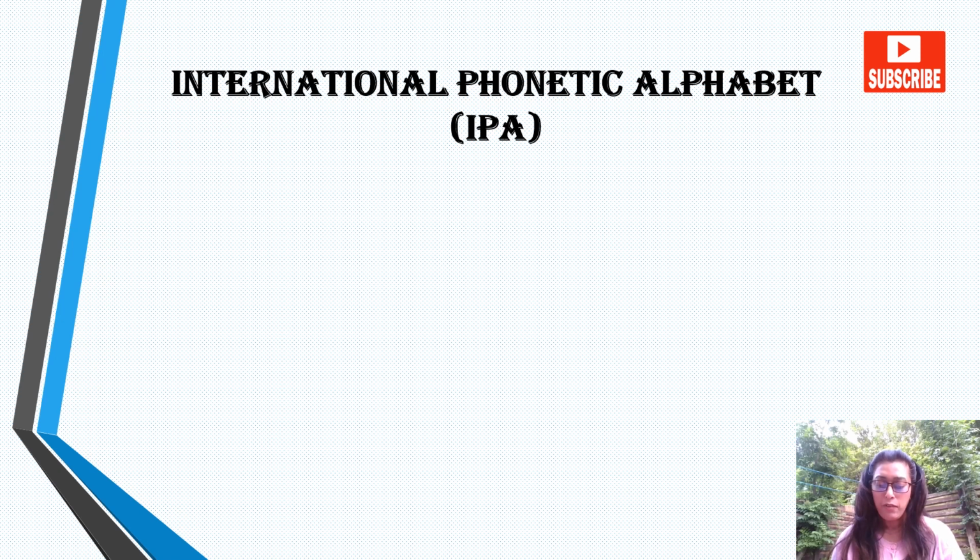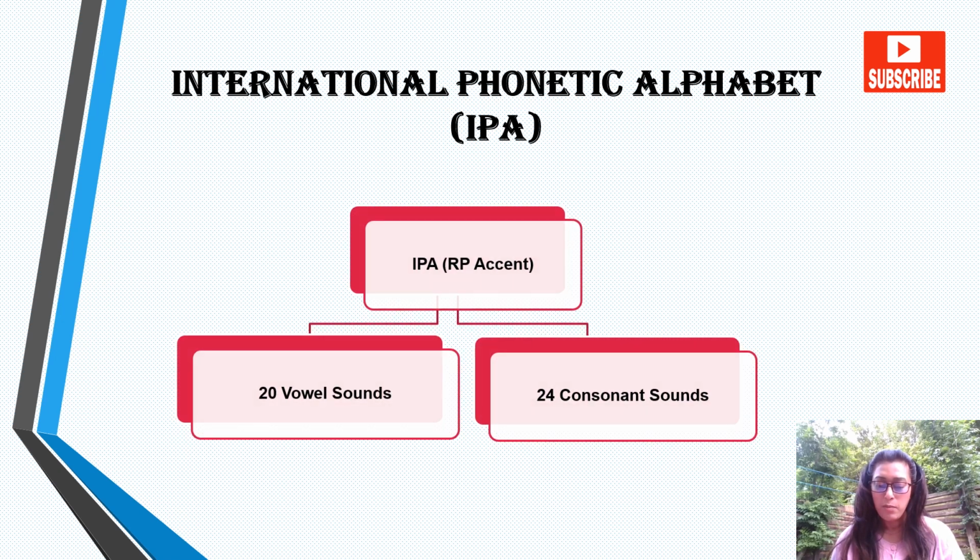The International Phonetic Alphabet is an alphabetic system of phonetic notation. It was devised by the International Phonetic Association as a standardized representation of the sounds of spoken English. It is divided into 20 vowel sounds and 24 consonant sounds. As we all know, the vowel letters are A, E, I, O, U.